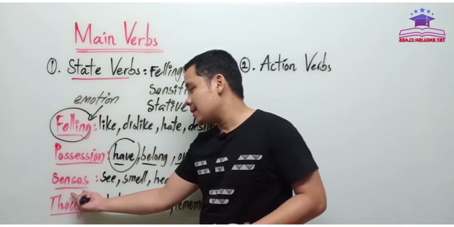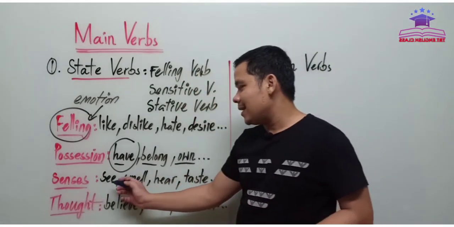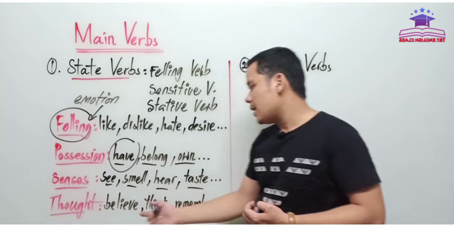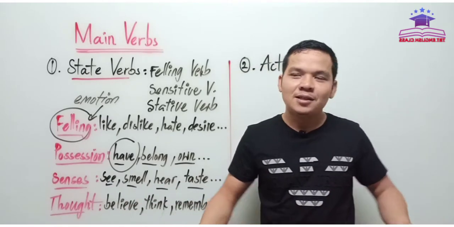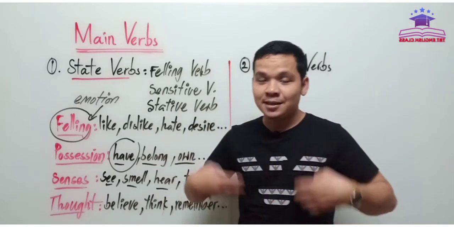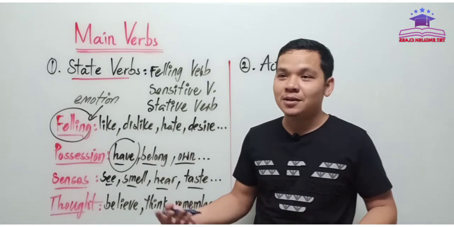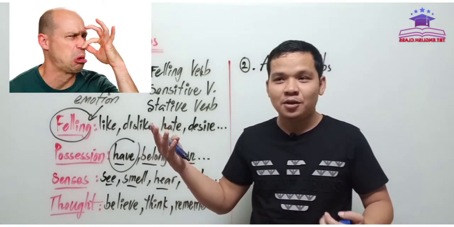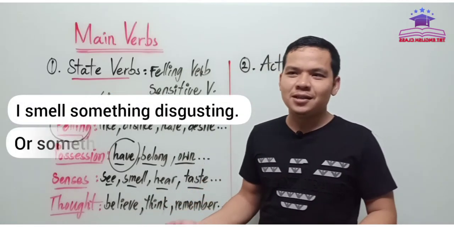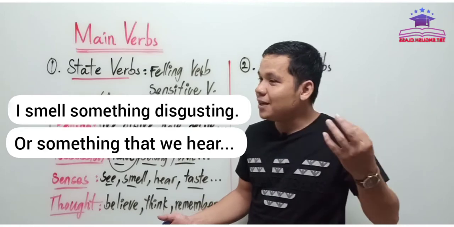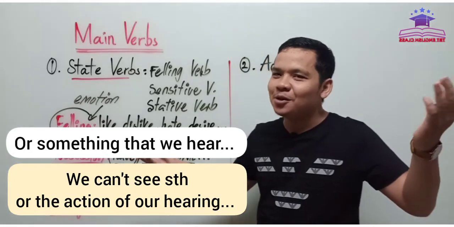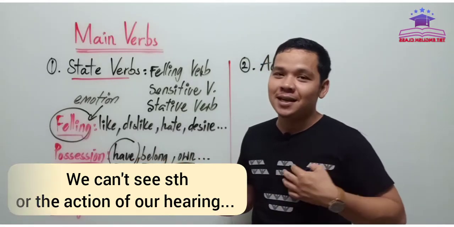Okay, another one, sense. Sense is like see, smell, hear, and taste. These verbs we call sense. Like smell, when we smell something, our smelling is just our feeling attached to our sense. I smell something a little bit disgusting, I smell something very good. Something that we hear, attached to our feeling, just hearing, but an action that shows our hearing, no, we don't know. We just hear and then attach our feeling or our saying, like this.